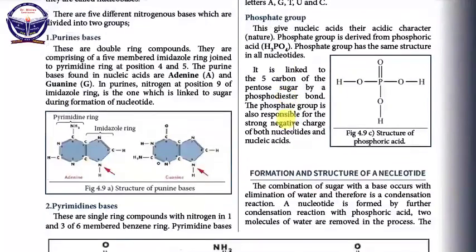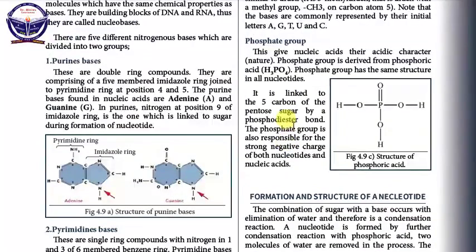We can move to the last component of nucleic acids, or last component of nucleotides, which is the phosphate group. This gives nucleic acids their acidic nature, their acidic character. That's why they are known as nucleic acids. Nucleic, it's because they are found in the nucleus. Acids, it is because of the presence of the phosphate group or phosphoric acid.